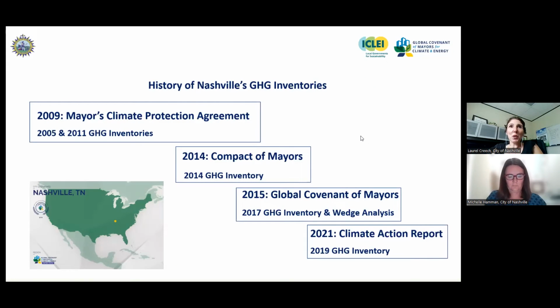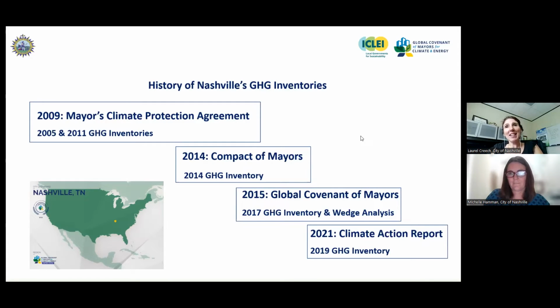As I had mentioned to you, the work with the City of Nashville and sustainability has been going on for quite some time. Back in 2009, like many larger cities across the United States, we did sign the Mayor's Climate Protection Agreement. At that point, we did 2 inventories, using 2005 data and 2011 data. Then in 2014, we joined the Compact of Mayors and did another inventory using 2014 data. Then in 2015, as I mentioned, we joined GCOM and did another inventory using 2017 data. We also did a wedge analysis for our emissions.